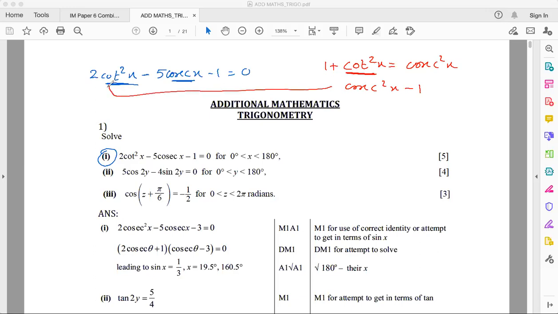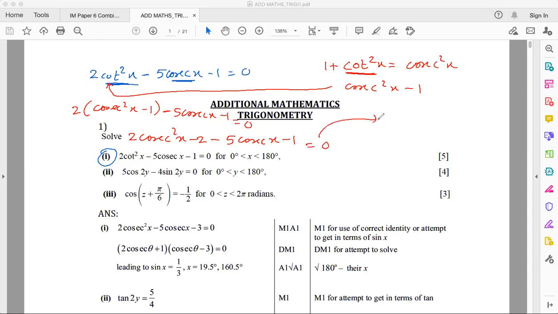So if I do that, I'm just trying to get the entire equation in terms of cosec x so that we can solve it like a quadratic. So it'll be 2 times cosec squared x minus 1, minus 5 cosec x minus 1 is 0. Now you open up the bracket, what you get is 2 cosec squared x minus 2 minus 5 cosec x minus 1 equals 0. So eventually 2 cosec squared x minus 5 cosec x minus 3 equals 0. So now we get this quadratic.